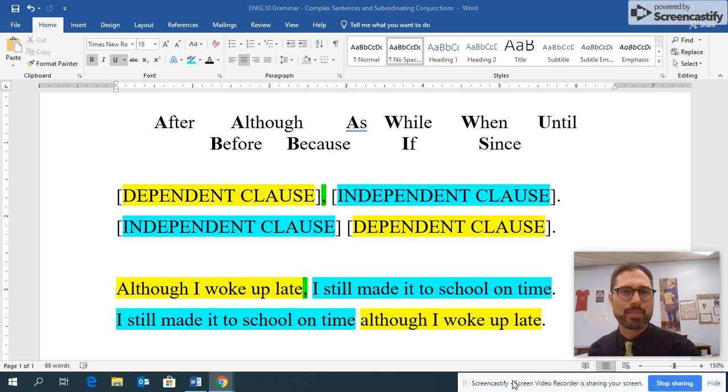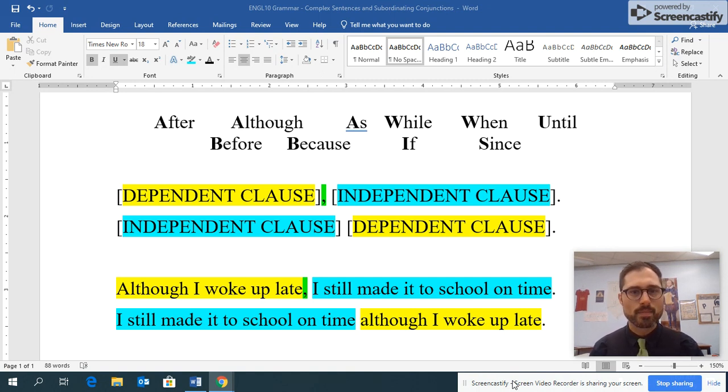Let's talk about complex sentences. So simple sentences have a subject and a verb, sometimes two subjects with two verbs. Compound sentences combine two full sentences, but complex sentences are going to add something that we call a dependent clause. So in a simple sentence where there's a subject and a verb, we create an independent clause. It can stand by itself.